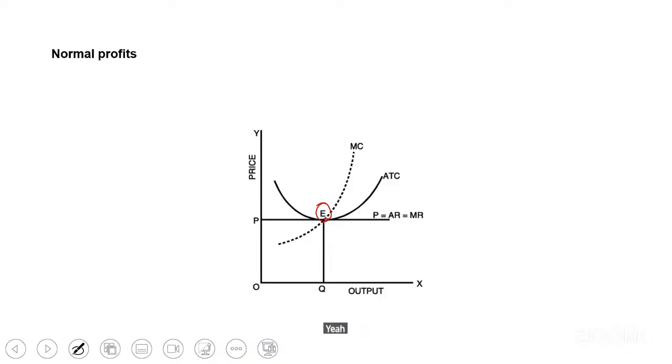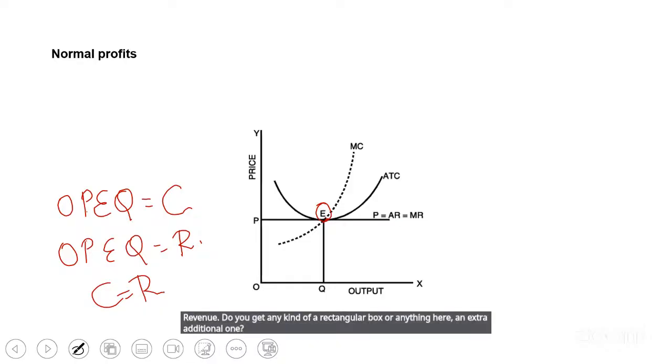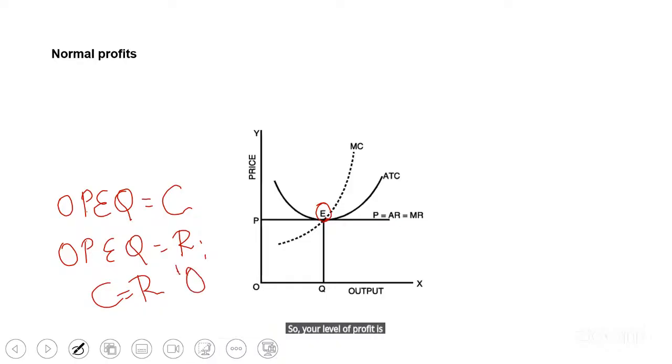So now OPEQ is cost. OPEQ is revenue. It means that cost is equal to revenue. Do you get any kind of a rectangular box or anything here, an extra additional one? No, ma'am. So the level of profit is 0. So this diagram shows the normal profit. Am I clear to you? Yes, ma'am.